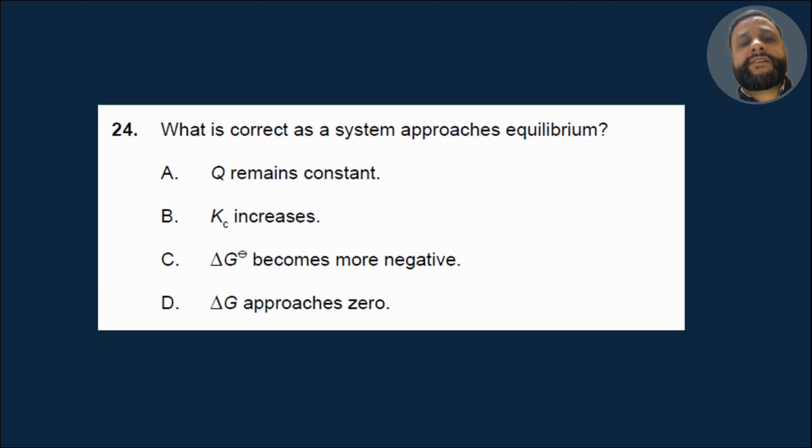What is correct as a system approaches equilibrium? A. Q remains constant. No, that is not right. B. Kc increases. No, equilibrium can be attained from either direction. Either products can go back into reactants, or reactants can go to products. C. Delta G becomes more negative. No, delta G approaches 0. Yes. So as a system approaches equilibrium, delta G approaches 0. So D is the correct answer.